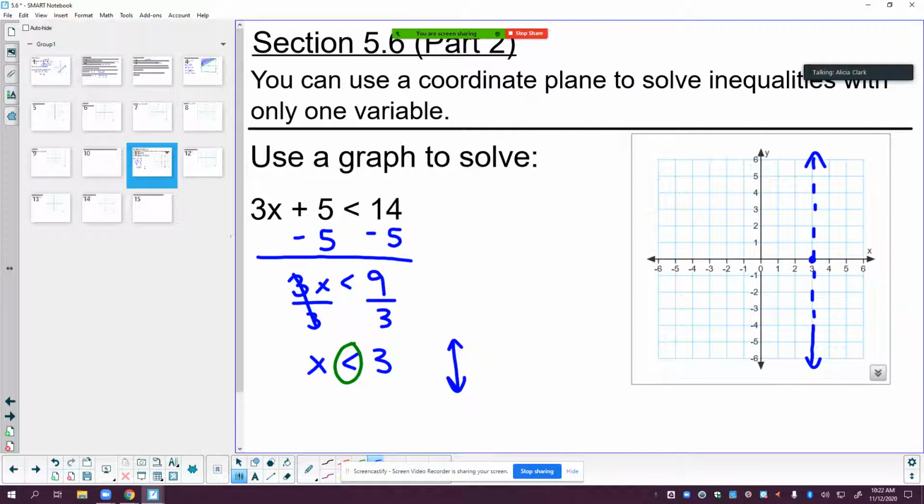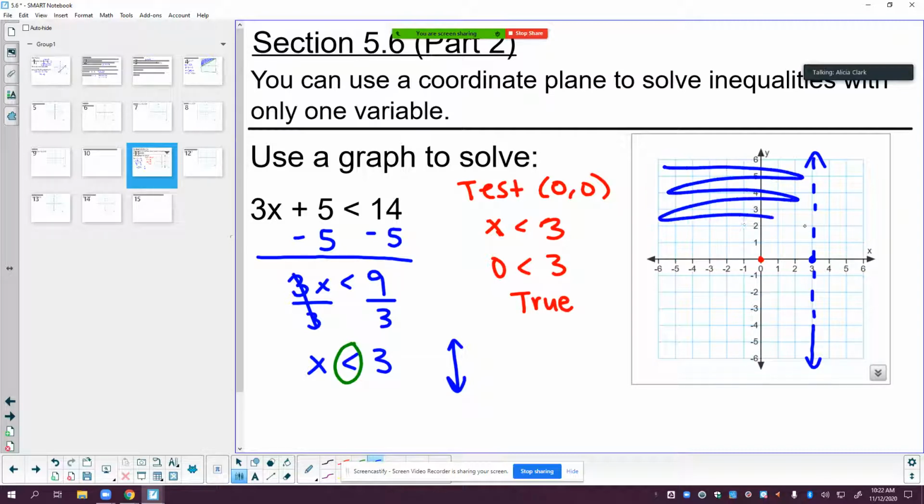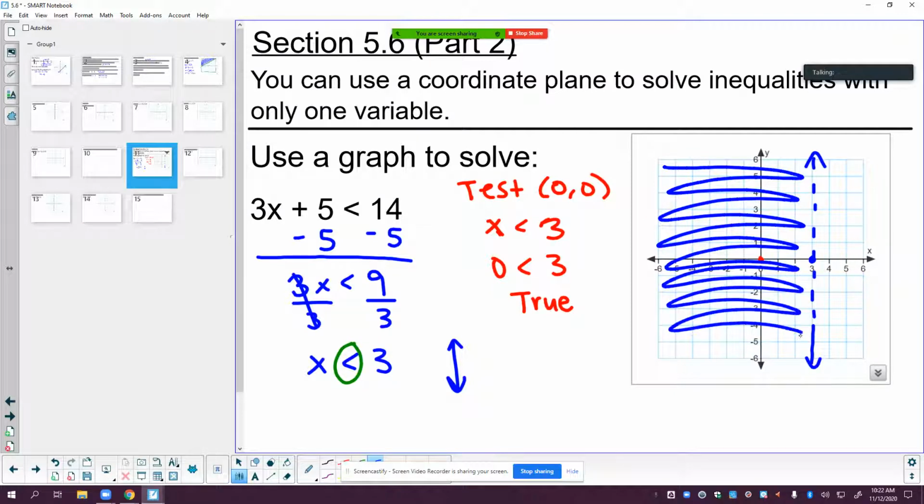And now we can do the test point. For these single variable ones, we can still do the test point. We can test 0, 0. But now you only have one variable. So if you have x is less than 3, you're only plugging in the x value, 0, and there's nothing to plug in for y. So you only are plugging in 1 point. So 0, 0 is on the left side of the line. 0 is less than 3. That's a true statement. So I'm going to shade where 0, 0 is, where it's true, which is all of this over here.